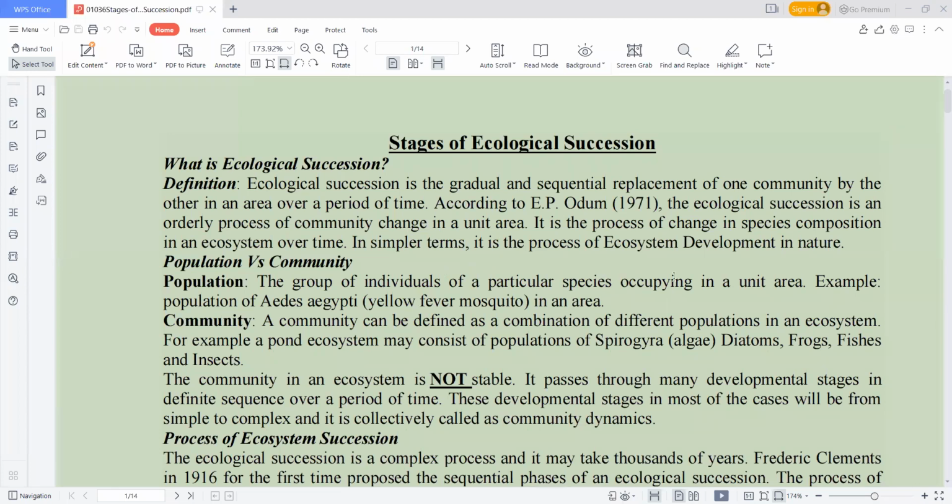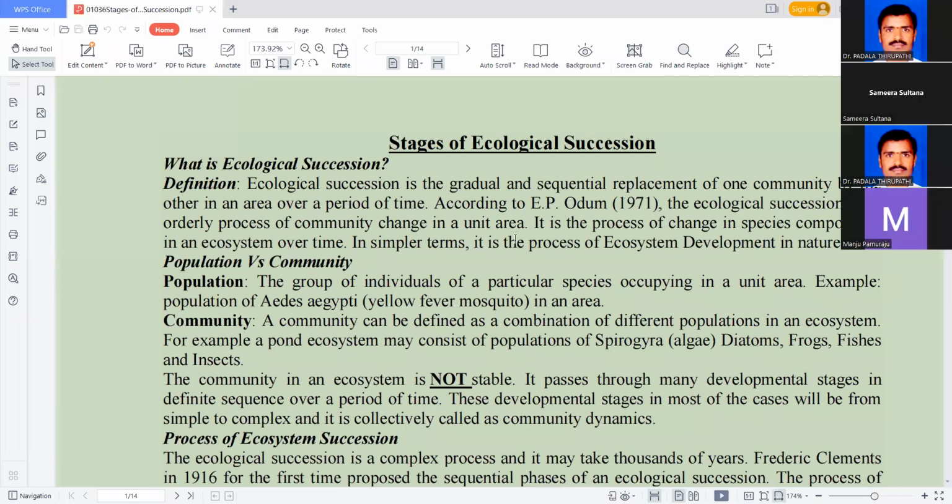According to E.P. Odum, ecological succession is an orderly process of community change in a unit area. For example, in one area, first it is occupied by primitive organisms, and finally it is occupied by evolved organisms that can survive in that particular environment. The earlier organisms cannot survive in this area. So it is an orderly process of community change in a unit area. It is the process of change in species composition in an ecosystem over time. In simpler terms, it is a process of ecosystem development in nature.